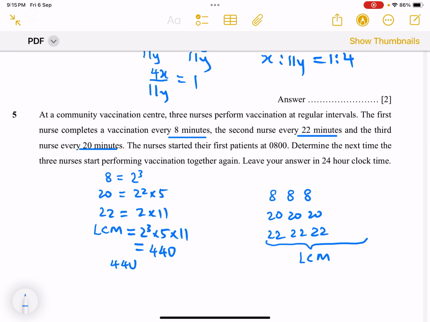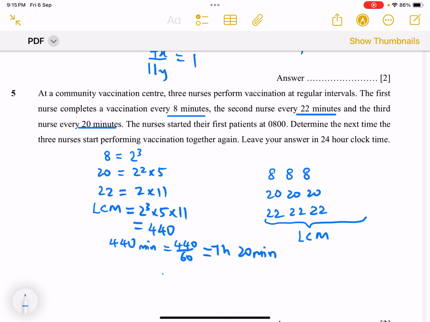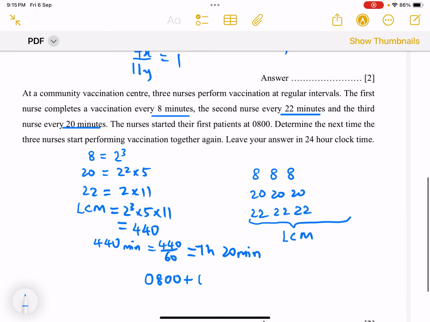And this is in minutes, so we have to divide to get it into hours. That is 7 hours and 20 minutes. So therefore, if they start at 8, then having a common time 7 hours and 20 minutes later, therefore the next time where they are together is 15:20.